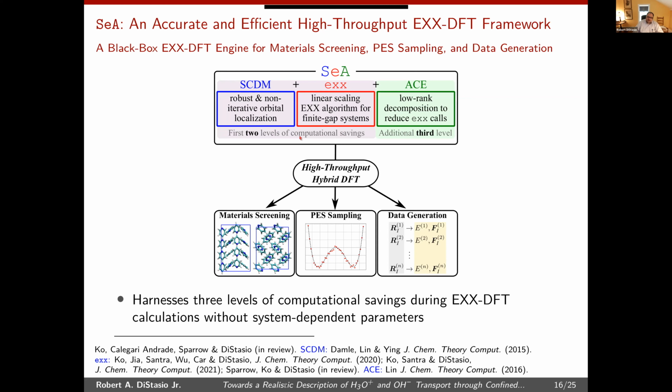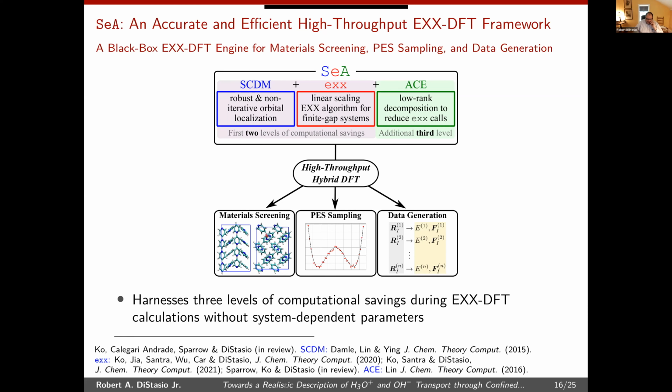The third level of savings we're going to get is by combining this with the ACE calculation, right? So ACE is this adaptively compressed exchange. This is, again, another development by Lin, where it's a low rank decomposition of the exchange operator, and that reduces the number of full rank exact exchange calls that we need to do during SCF. So this is the first approach to harness all 3 levels of savings. Again, there's been other thrusts in this direction, notably by Paolo Giannozzi, where he used 2 of the levels of savings, the pair selection and the ACE operator, as well as Nisanth Nair, who did a very similar approach. This one does all 3, so we're hoping to squeeze out an additional level of savings.